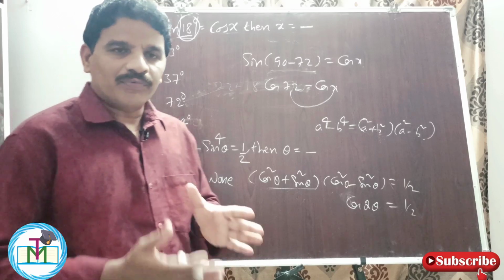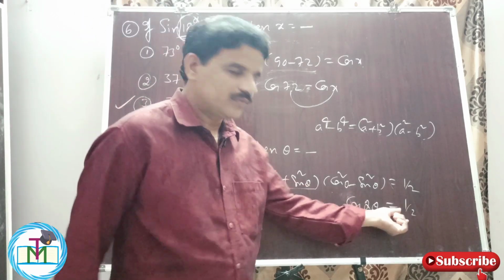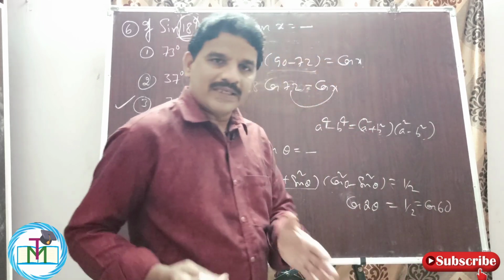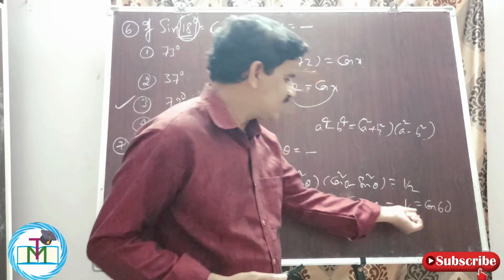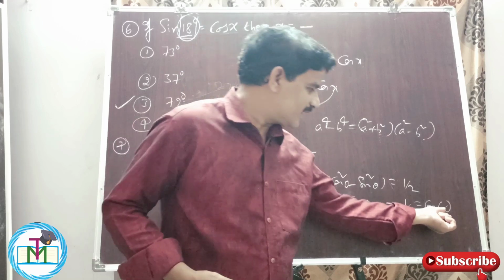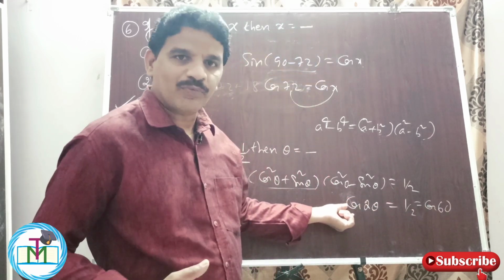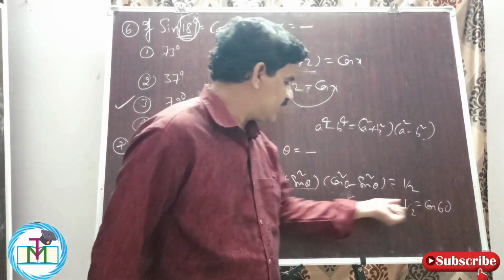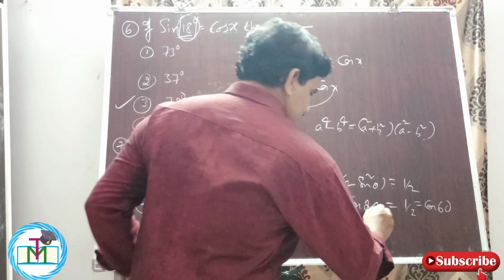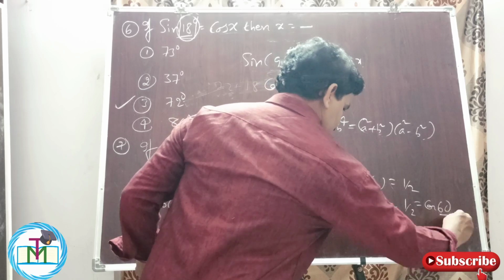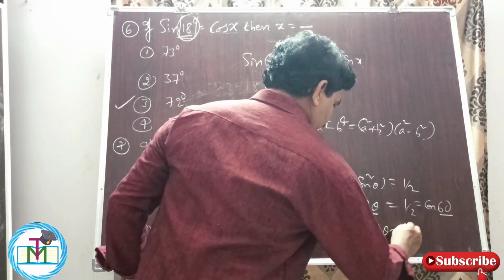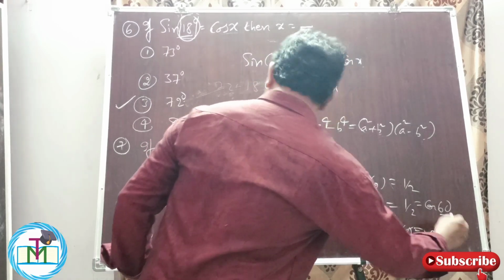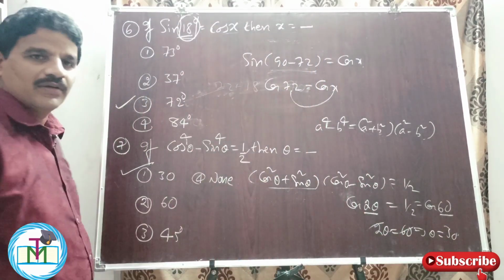For what value of theta is cos equal to 1 by 2? This can be written as cos 60 degrees. Cos 60 degrees is equal to 1 by 2. Why did I write cos 60 on this side? Because this side we have the cos function, therefore that side also we should have cos. Therefore cos 60 is equal to cos 2 theta. So on both the sides we can take 2 theta is equal to 60. This implies theta is equal to 30. Option 1 is the right answer.